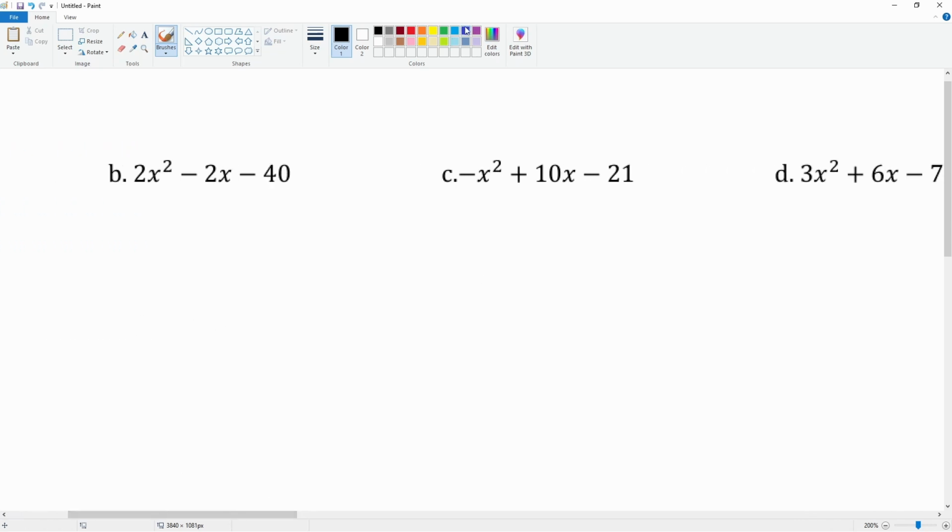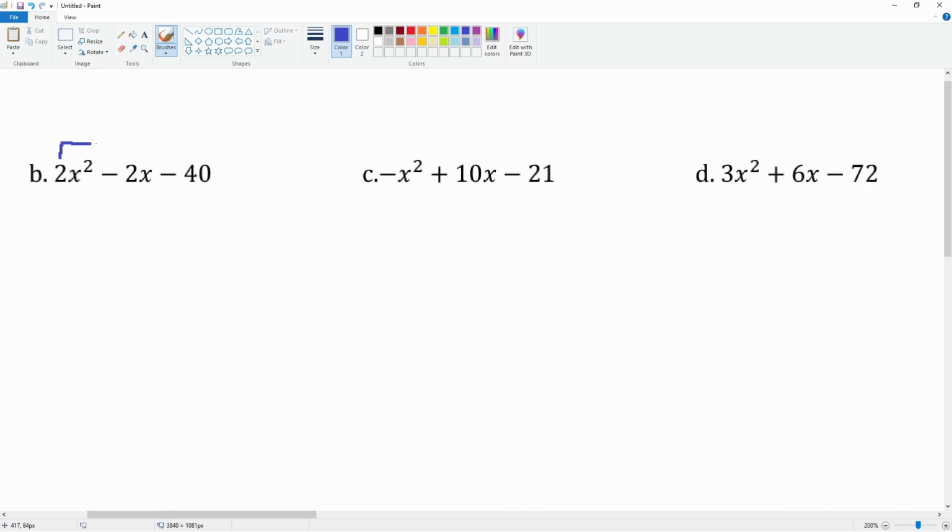B, same process. We want to find two numbers that multiply to make negative 80, and then a number that adds up to negative 2. Let's see, I think 8 and 10 works here. But one of them has to be negative. I think negative 8. Negative 8 times 10 is negative 80. Negative 8 plus 10 is negative 2.